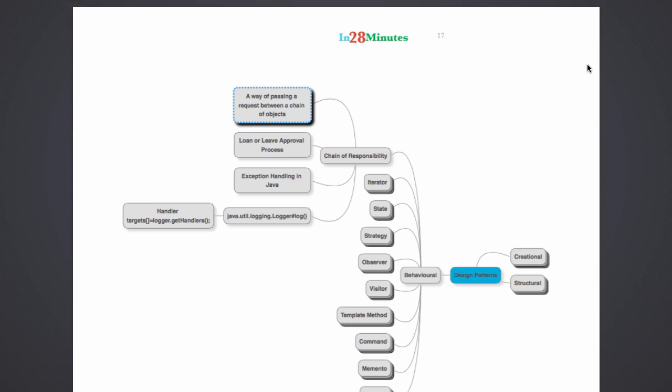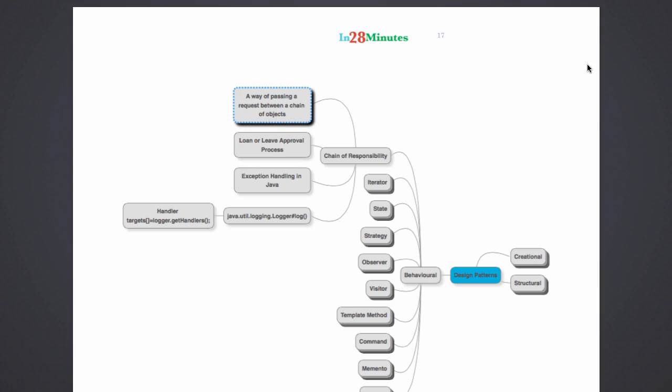The way chain of responsibility pattern is defined is a way of passing a request between a chain of objects. Let's take a loan approval process. The clerk at the bank has permissions to approve loans up to a certain amount. If the amount goes above that, then his supervisor comes in and there's a limit for him, and then the supervisor comes in, and so on. So this is a good example of a chain of responsibility as well.